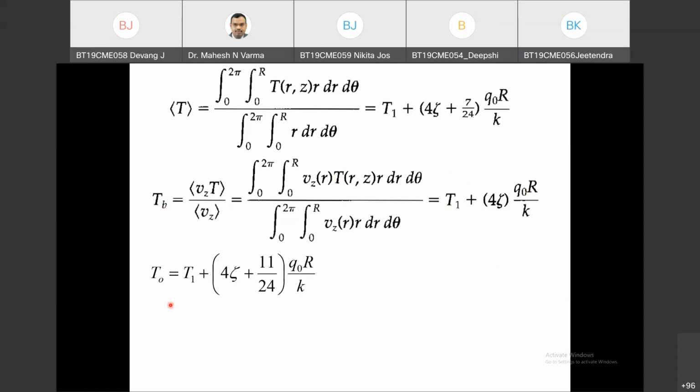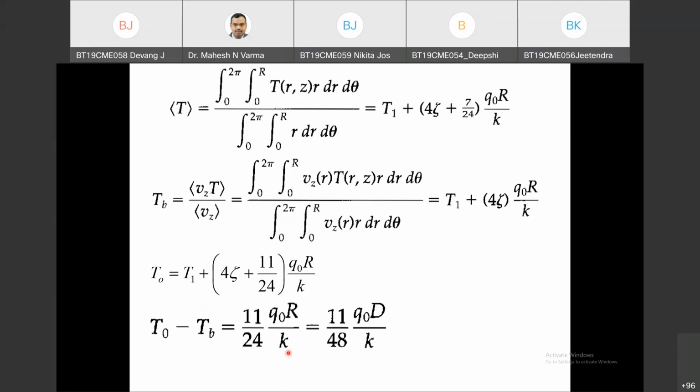So what is the definition of Nusselt number for this actually? What will be the Nusselt number for this? Anyway, rearranging this equation, T0 minus TB. What is T0 minus TB? This is the surface temperature minus the bulk temperature. This is the surface temperature we calculated, and this is the bulk temperature we calculated. That will be equal to 11/24 Q0 R by K.